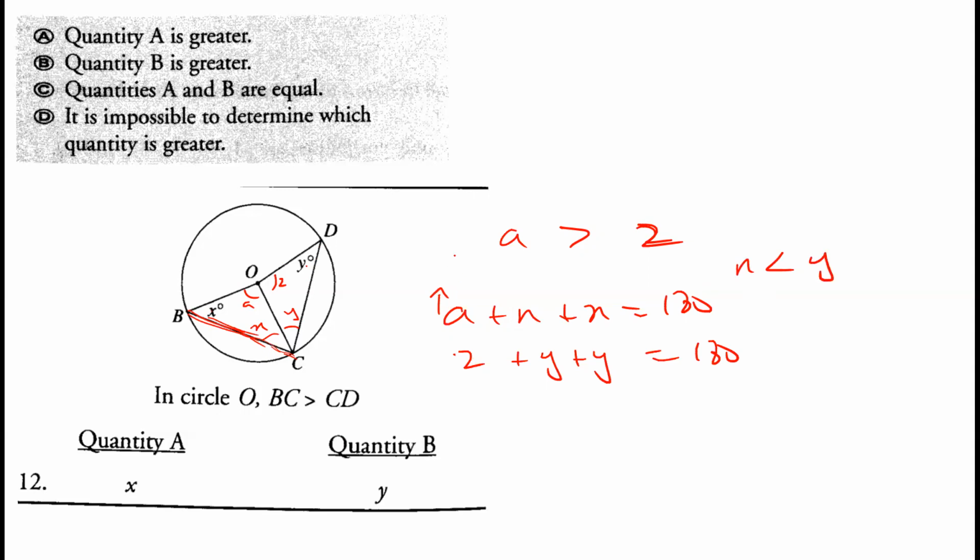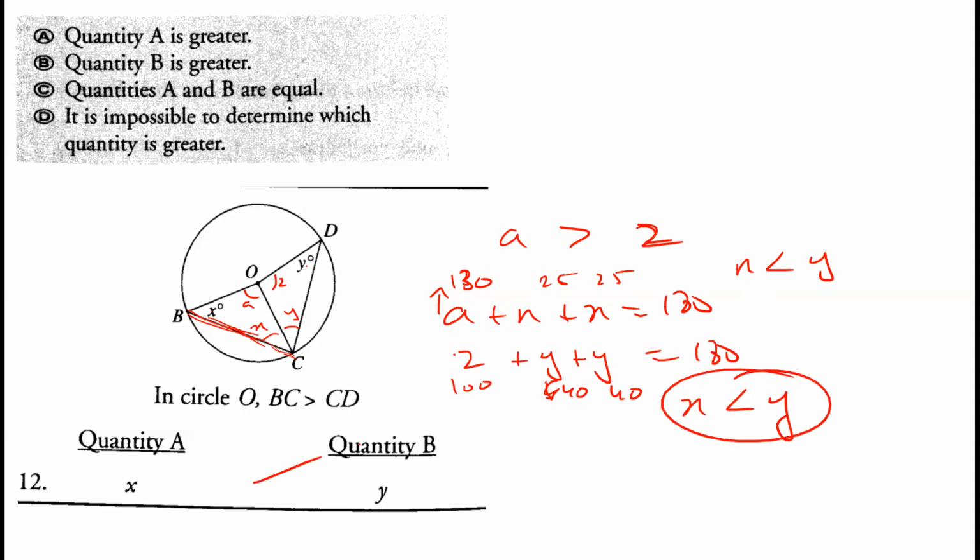Let's suppose A is 130, then X would be 25 and 25. And let's suppose Z is 100, then Y would be 40 and 40. So X would be less than Y, and quantity B would be greater than quantity A. Hence option B is correct.